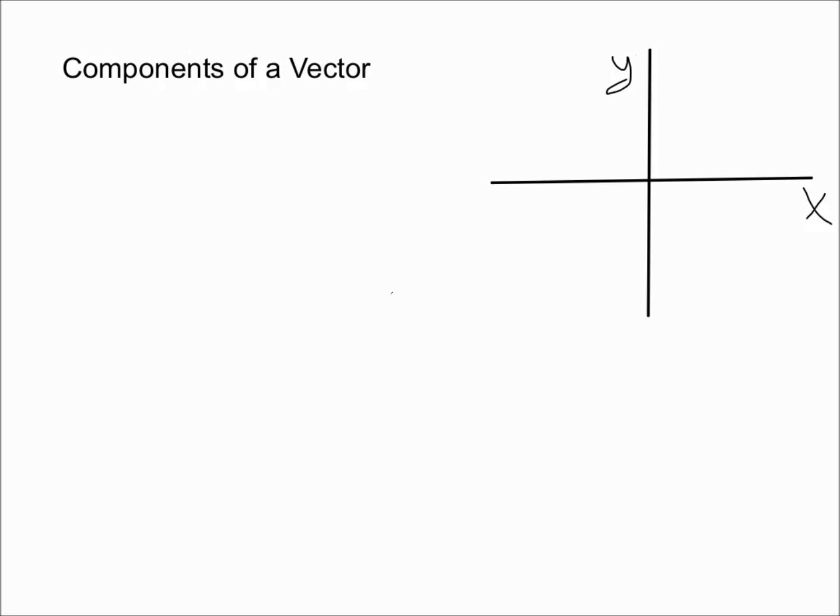In this video, I'm going to talk about the components of a vector. In the previous video, I explained that a vector is composed of magnitude and direction. And the components of a vector are related to the direction of the vector. We said that a vector could be horizontal, so in the x direction, or vertical in the y direction.